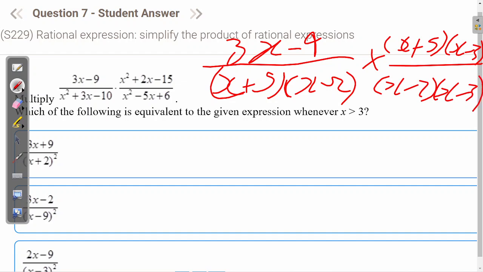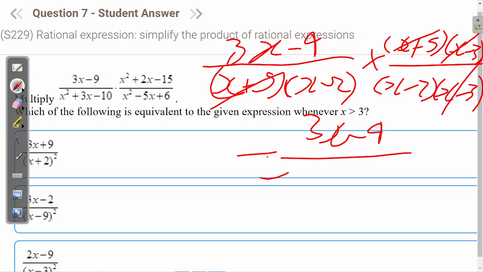Okay, so now simplify. So cancel this, cancel this. You get 3x minus 9. X minus 2 times x minus 2 is x minus 2 squared. So this is the answer.